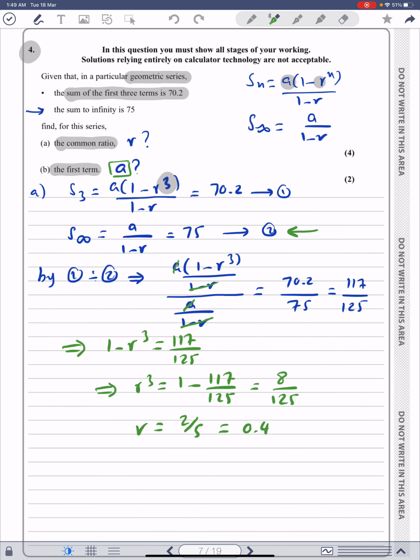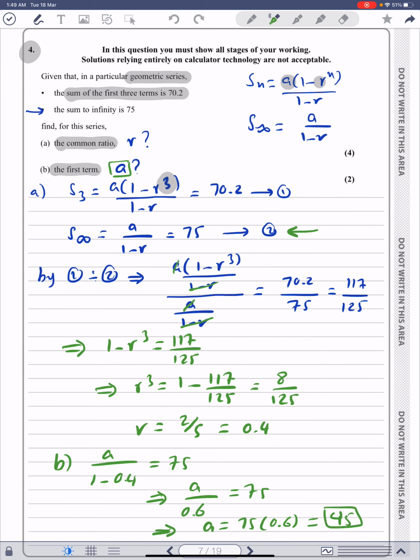Even if we have a calculator, use the easier one. So part B, he wants a, so a over 1 minus 0.4 equals 75. So this implies that a over 0.6 equals 75. This gives a equals 75 times 0.6, which is 45. That finishes question 4.